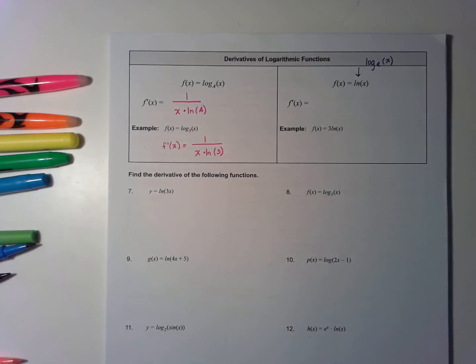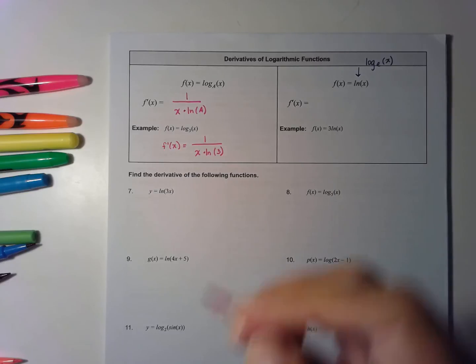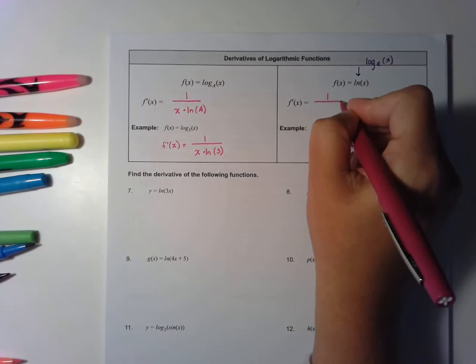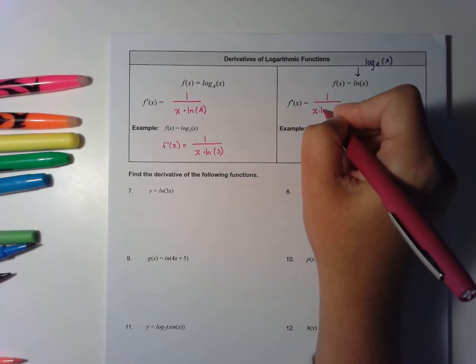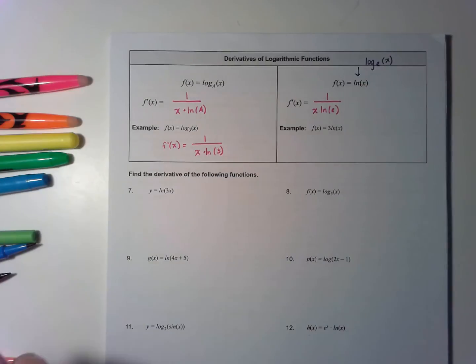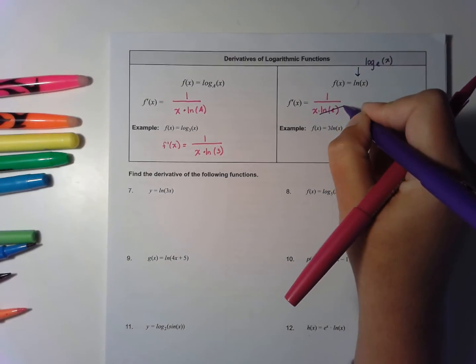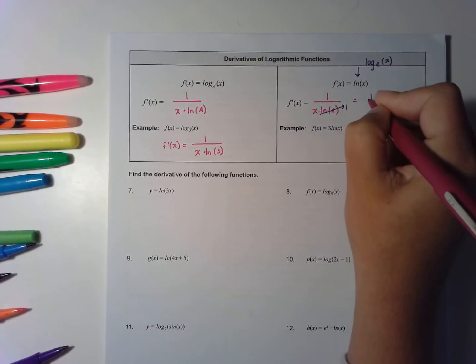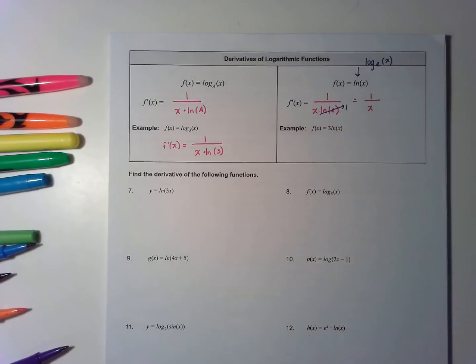Now, we're going to use that same rule to figure out how to find the derivative of natural log, but just like when we found the derivative of e to the x, we're going to find that this derivative simplifies a little bit to make it easier to find. So the derivative of natural log, if we follow this rule, would be 1 over x times the natural log of e. And just like before, the natural log of e simplifies to just 1, which means the derivative simplifies to just 1 over x.